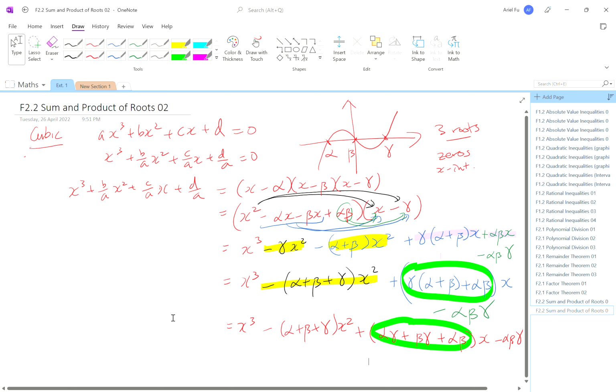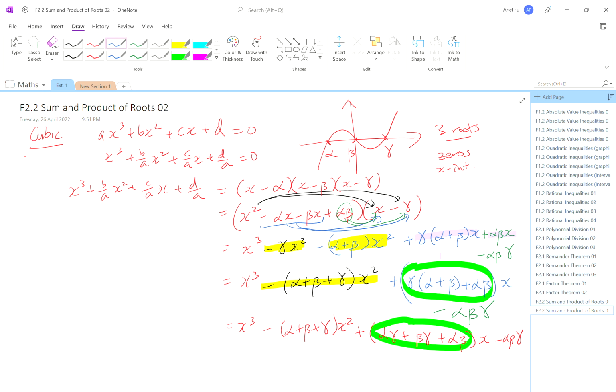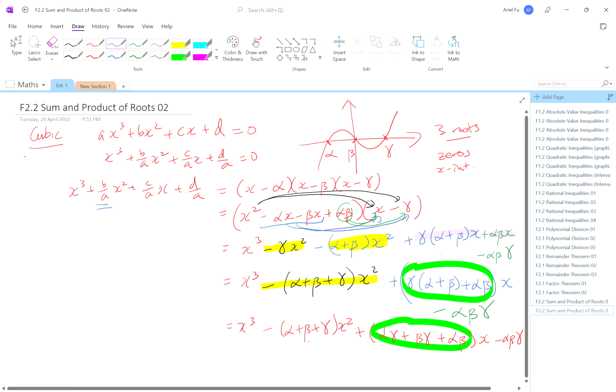What that means is I can now equate the coefficients. I'm going to equate the x squared with the x squared, which means that negative bracket alpha plus beta plus gamma is equal to b on a. That means alpha plus beta plus gamma equals negative b on a. That's one of them. That's the sum of the single roots.